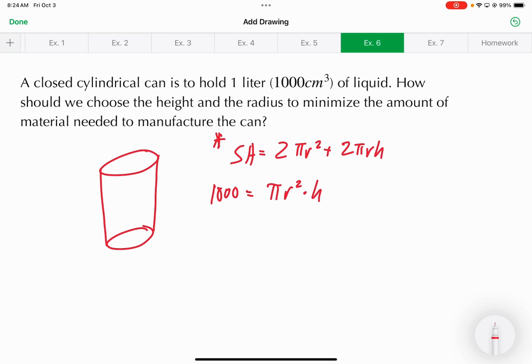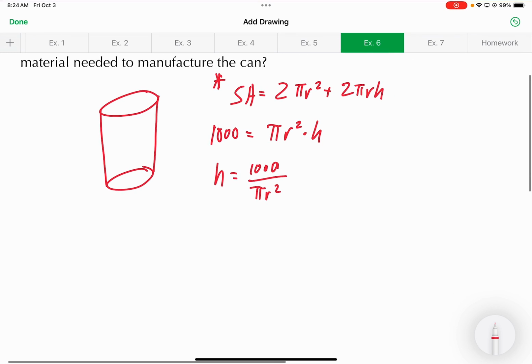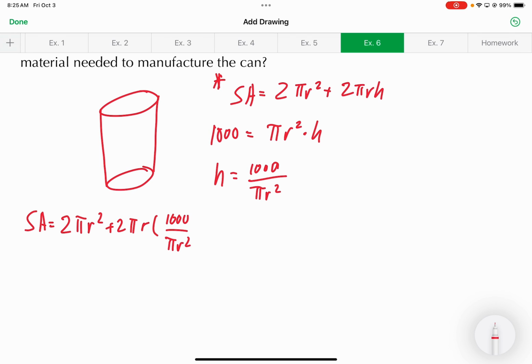We need to solve for a variable and then plug that variable into our primary equation. Probably h. There's only one instance of it in our primary equation, and it's not squared. H is the way to go. So then h is going to be equal to 1,000 divided by pi r squared. So now we need to take that and plug that into our surface area equation: 2 pi r squared plus 2 pi r times my h, which is 1,000 divided by pi r squared.